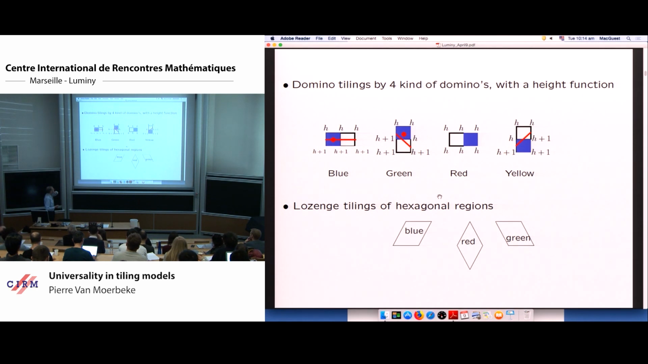The same thing you can do. You can do lozenge tiling for hexagonal regions, and there are three kinds of tiles. You can give them colors, and you can also give them heights, etc. But I will come back to that later on.